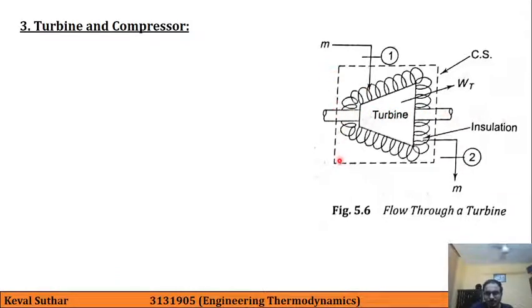This is the control volume, and here this is the entry of mass, and here there is an exit of mass. So this dotted line or dotted box is our control surface which defines our control volume, and we are getting work output Wt. Because of insulation, there will not be any form of heat interaction in this device.